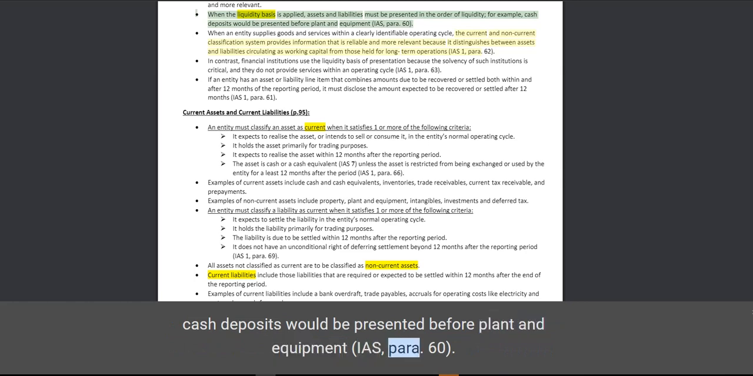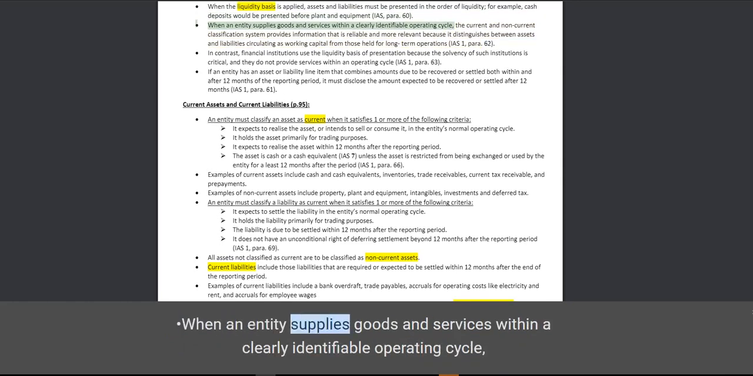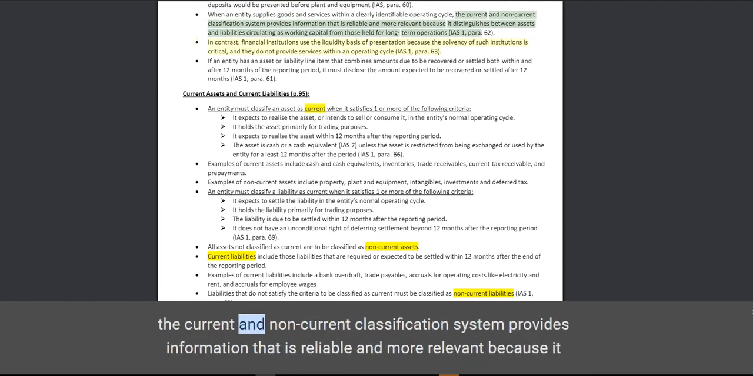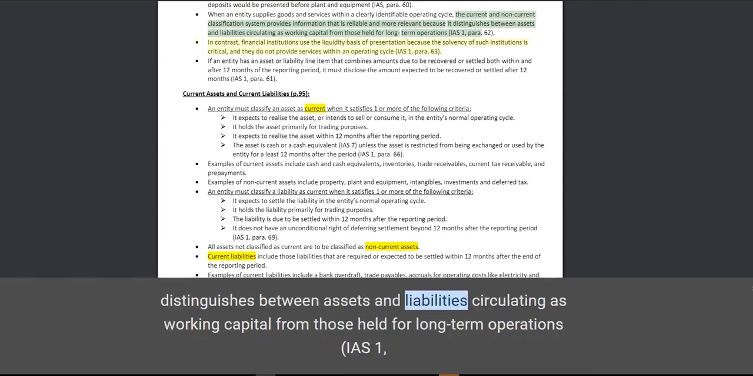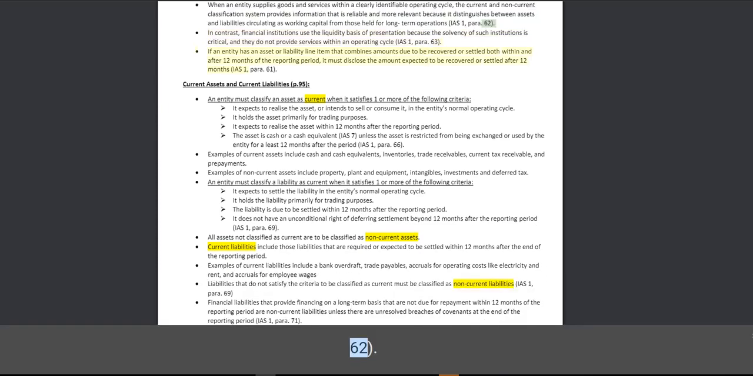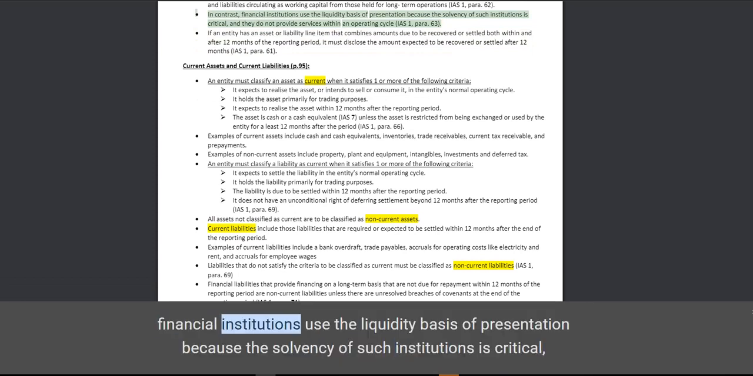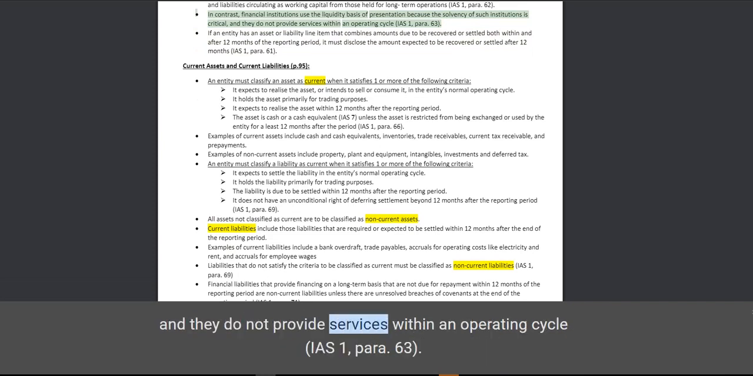IAS 1, para. 60. When an entity supplies goods and services within a clearly identifiable operating cycle, the current and non-current classification system provides information that is reliable and more relevant because it distinguishes between assets and liabilities circulating as working capital from those held for long-term operations. IAS 1, para. 62. In contrast, financial institutions use the liquidity basis of presentation because the solvency of such institutions is critical, and they do not provide services within an operating cycle.